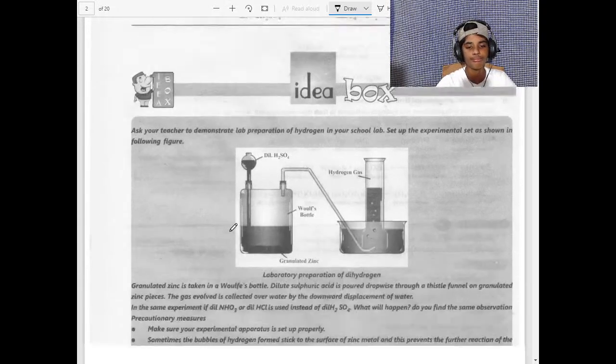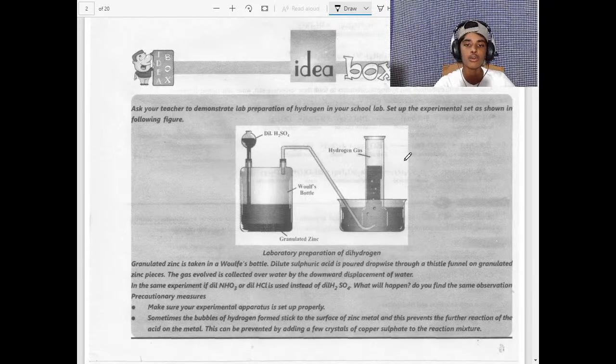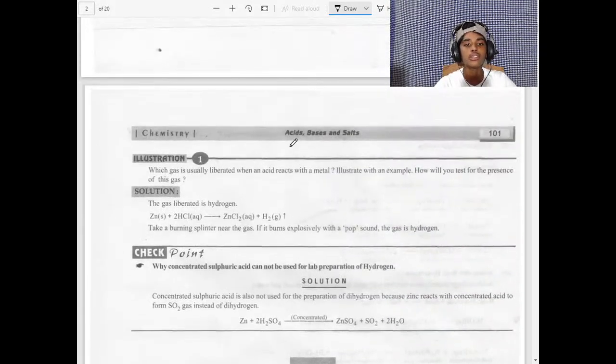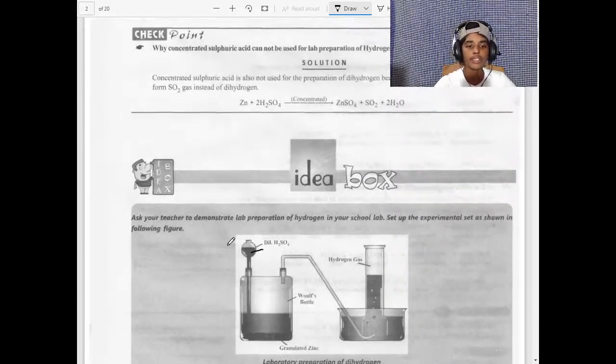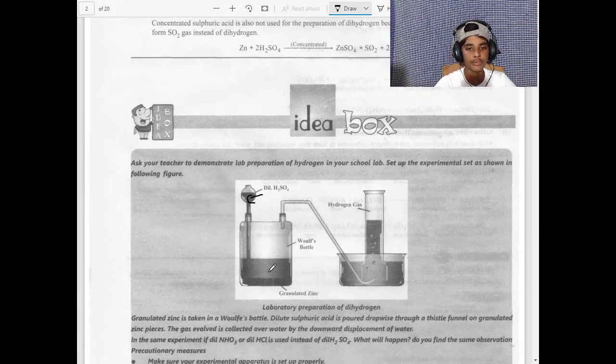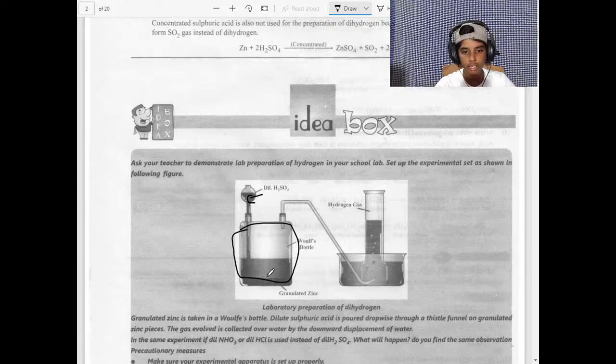Next page, example and the solution. Here is one example, and this is the dilute H2SO4 in a Woulfe bottle. In this bottle, there is water and granulated zinc, and the gas will travel from here to here. This gas is the hydrogen gas.